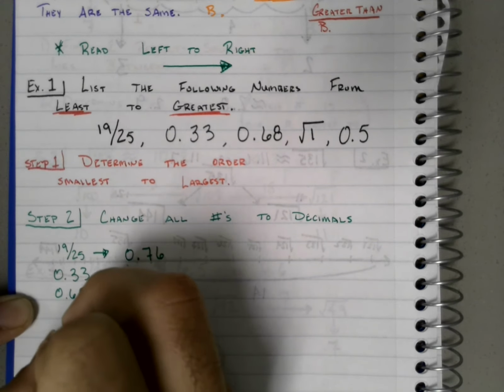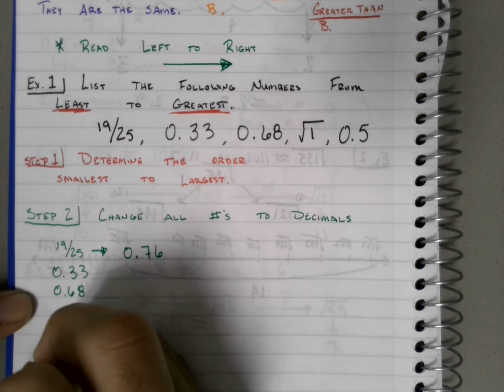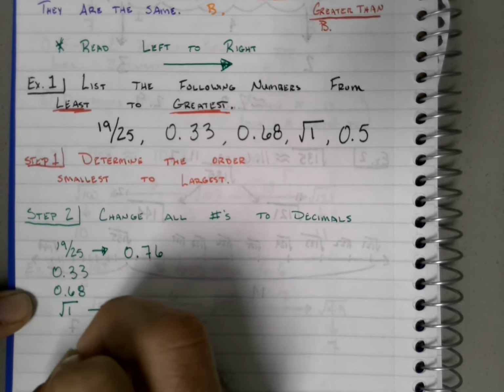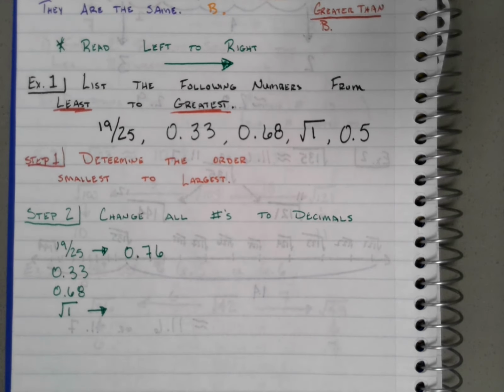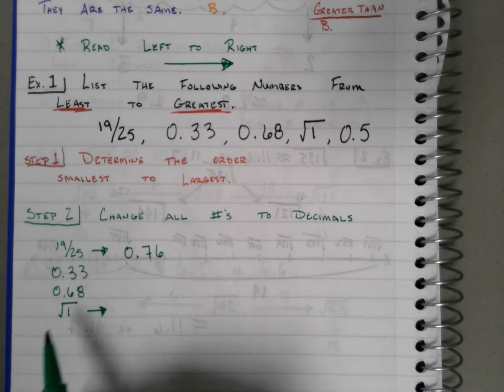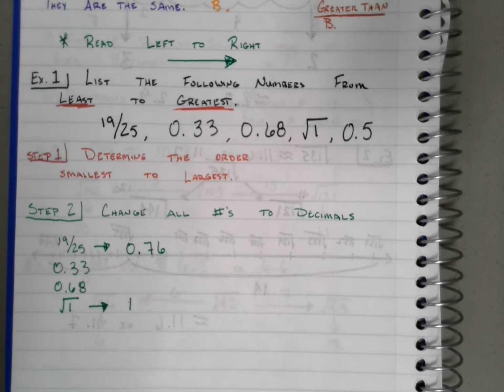0.68 is already a decimal. The square root of 1. Well, what is the square root of 1? Is 1 a perfect square? Yes, it is. What number multiplied by itself will give us 1? Well, that's 1 times 1. Square root of 1 is 1.